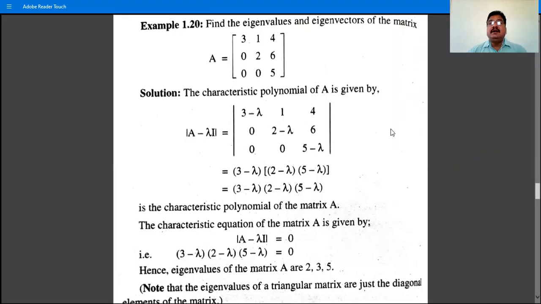Example of eigenvalues and eigenvectors. Find the eigenvalues and eigenvectors of the matrix A equal to 3, 1, 4, 0, 2, 6, 0, 0, 5. This is the upper triangular matrix.